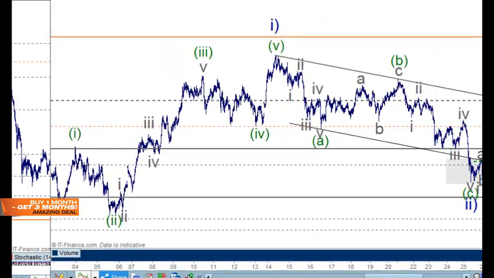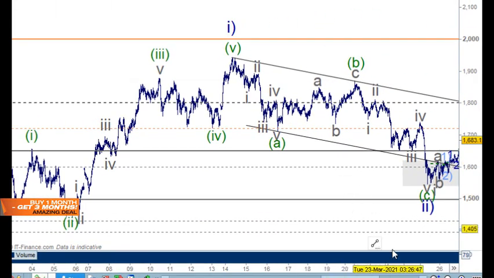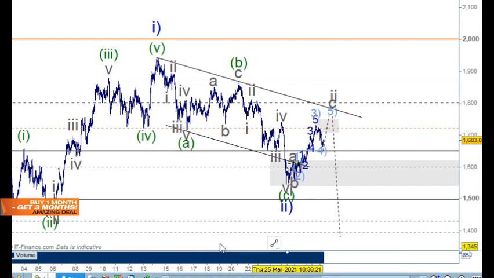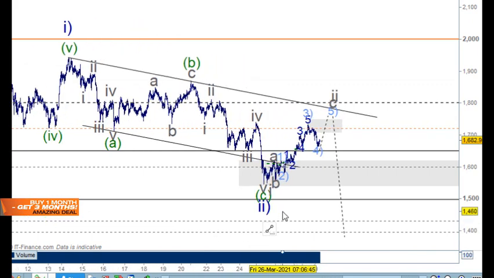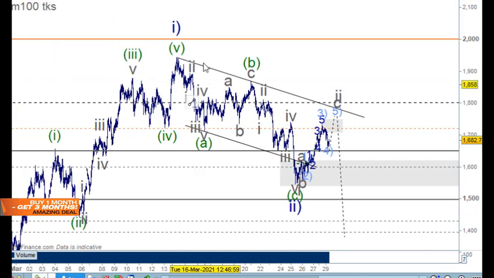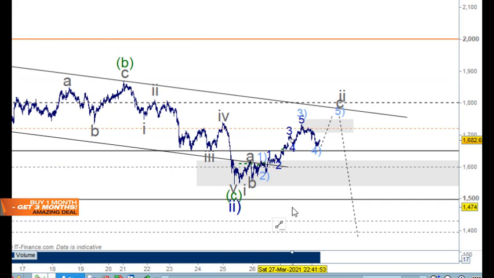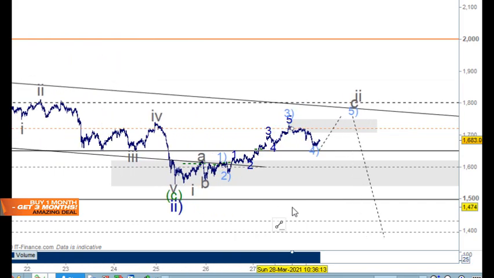Let me just have a look at Ethereum again over here. Yeah, I mean, we've got wave 1 here and wave 2 here for this market Ethereum, and it's good.